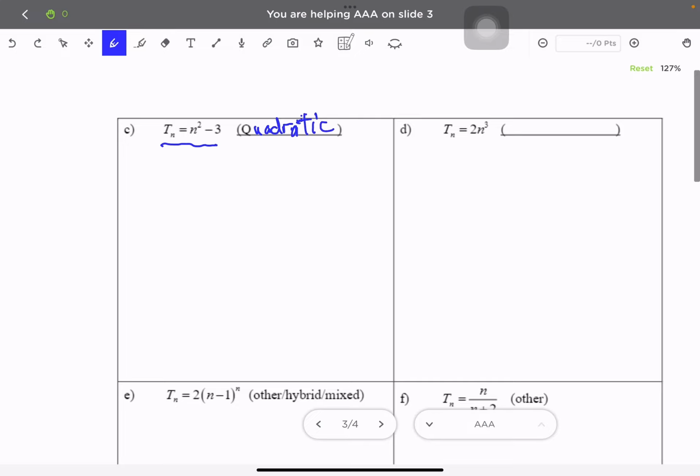Okay, so same thing. I want what is the answer for Tn? T1, term number 1, term number 2, and term number 3. Sub in the n as the number given, you will be able to find.